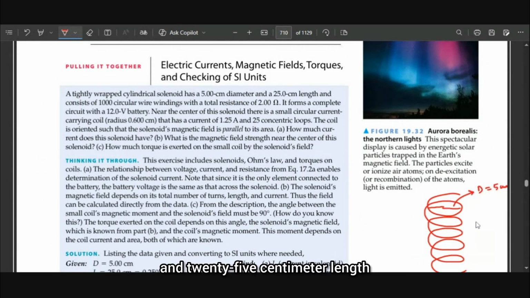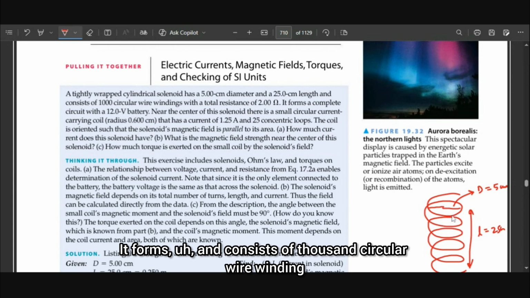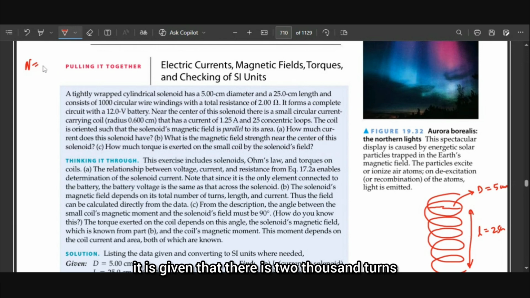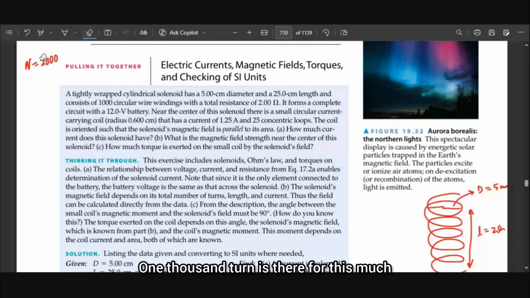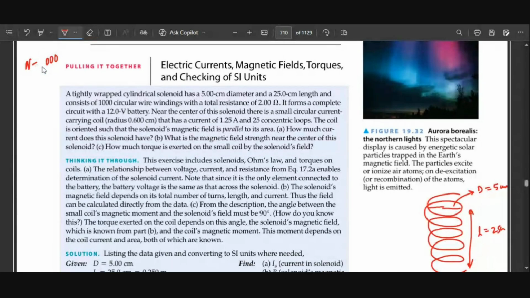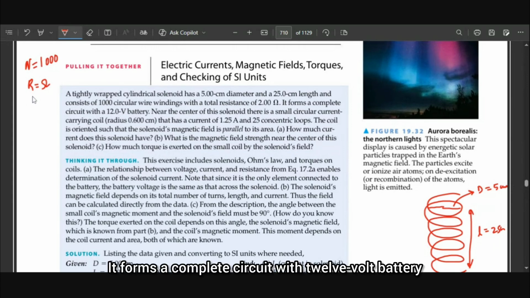And 25 centimeter length, whereas the length is 25 centimeters. It consists of 1,000 circular wire windings. It is given that there are 1,000 turns for this much particular length only. So huge number, first of all. The wire winding has a total resistance of 2 ohms. It forms a complete circuit with a 12-volt battery. Potential is also given as 12 volt.